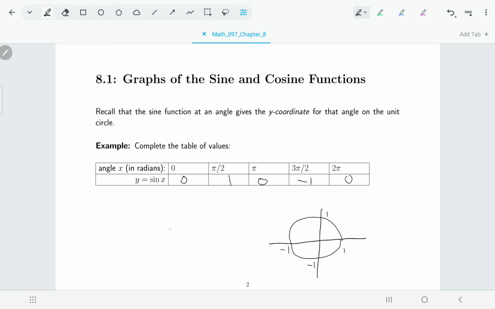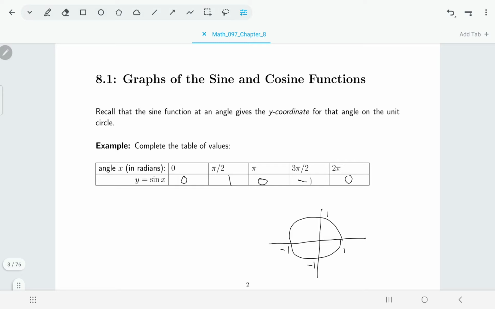So our graph is going to oscillate. It's going to increase up to 1, then decrease down to negative 1, and then come back up to 0 again. And of course, because sine is a periodic function, it repeats itself, we're just going to do that same shape over and over again.